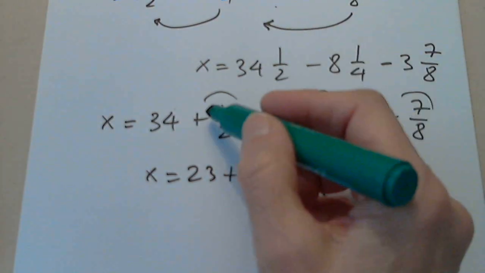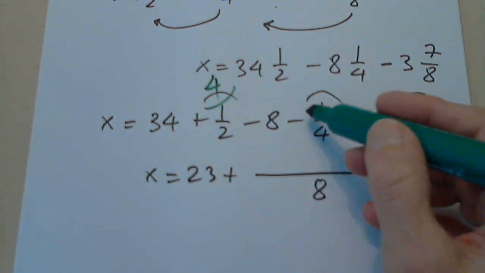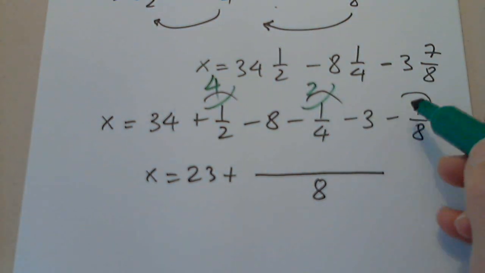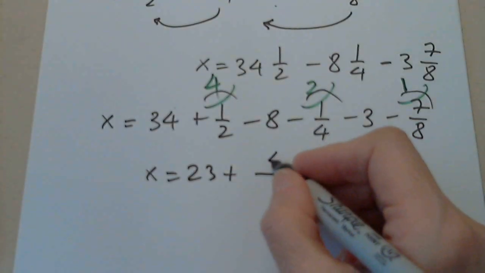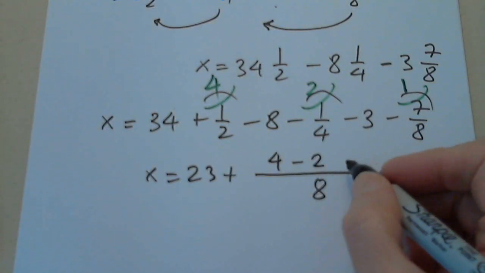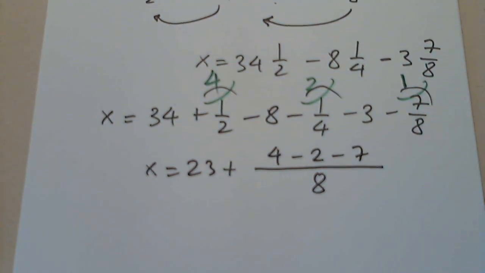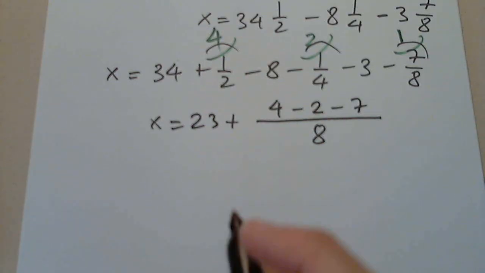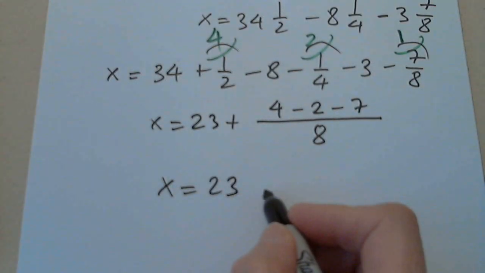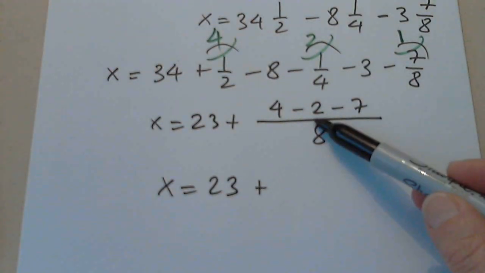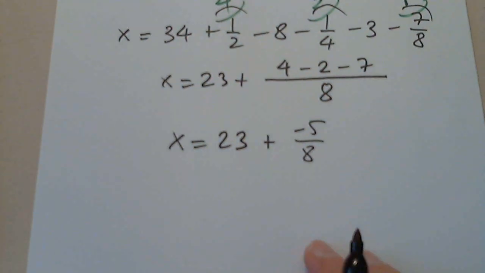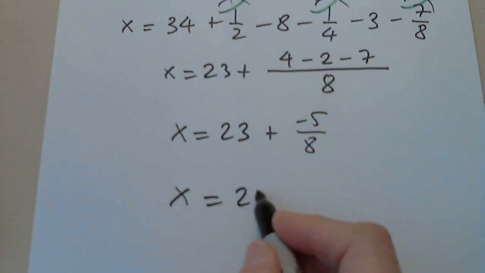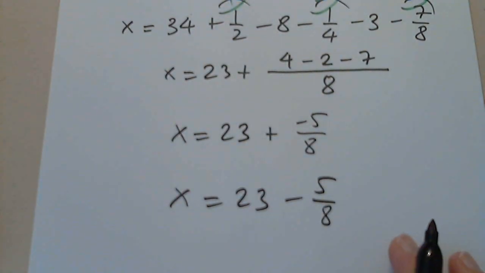2 was multiplied by 4. 4 was multiplied by 2. And 8, nothing, or you just write 1. Now careful, because this is 4 minus 2 minus 7. We have to be careful now. So x equals 23 plus, see, this is negative 9 plus 4 will be negative 5 over 8. So x equals 23 minus 5 over 8.